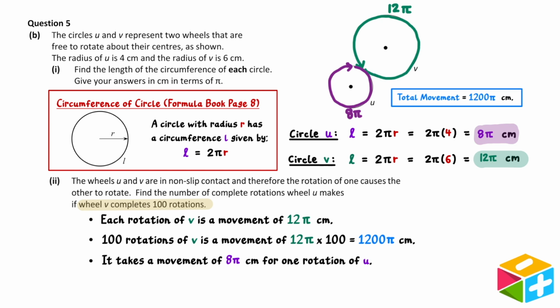So, we have a total movement of 1200 pi centimeters, and each rotation takes 8 pi centimeters. To find the number of rotations, all we have to do is divide these numbers. 1200 pi divided by 8 pi. Performing this calculation gives us our answer of 150 rotations.